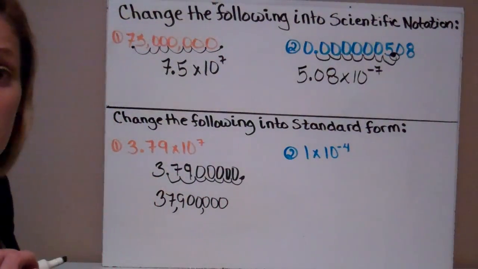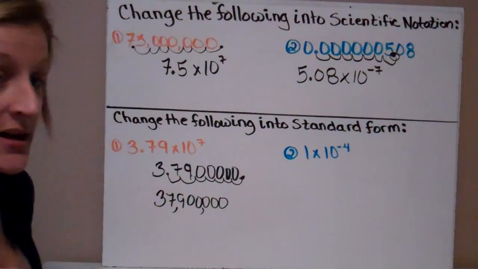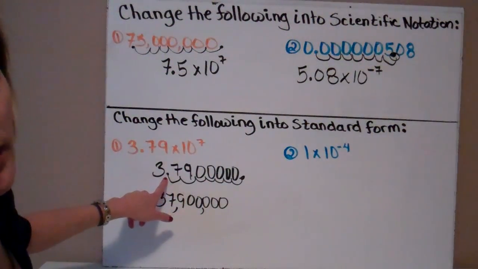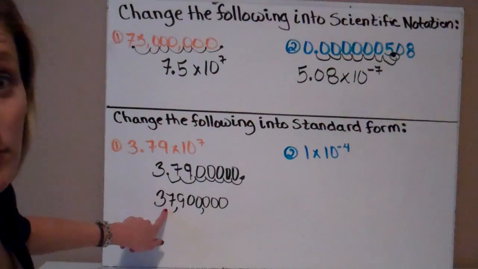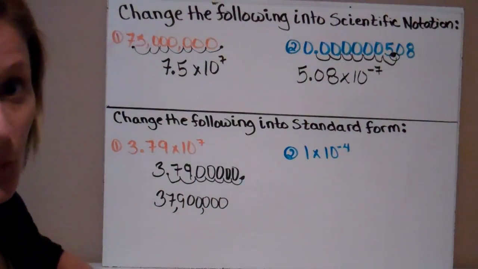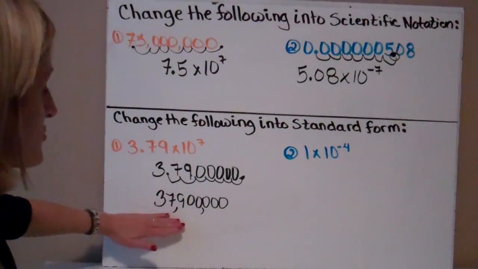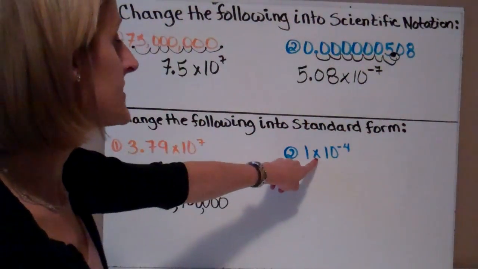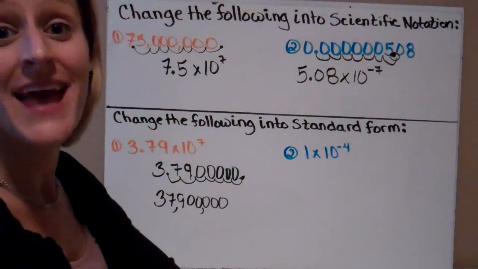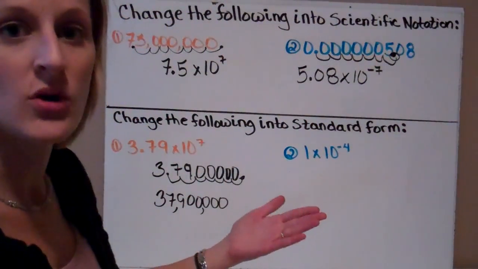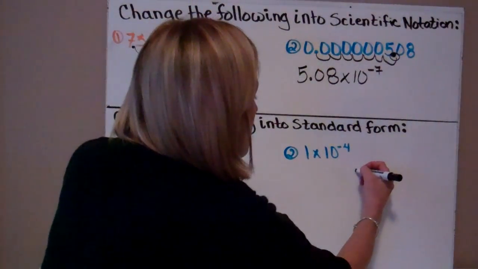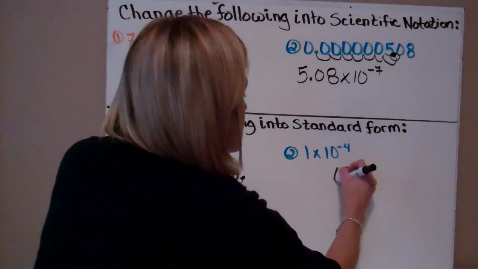So 37,900,000 is going to be my answer. Notice I didn't leave my decimal there. I got rid of it because it's all the way back here. Okay? So you need to make sure for your answer you write it out just like that and not leave it like that. So 1 times 10 to the negative 4th. It's a negative number. That means I need to add zeros onto the front part of my number. So I'm going to start with 1 here. I'm going to add some zeros.